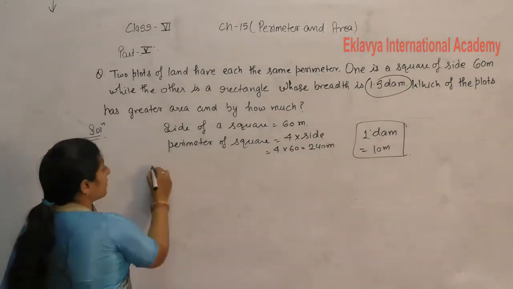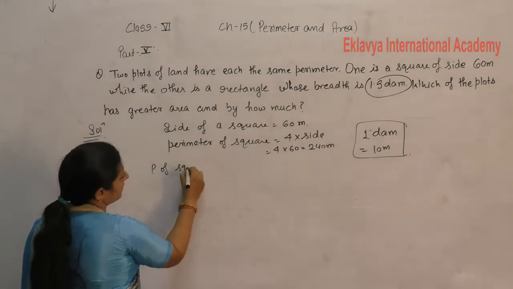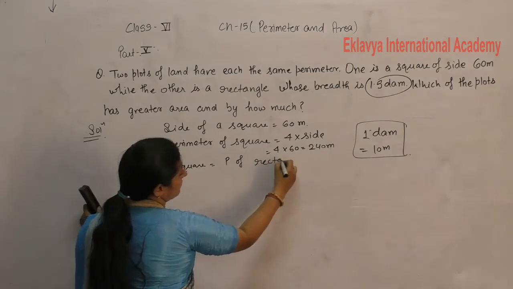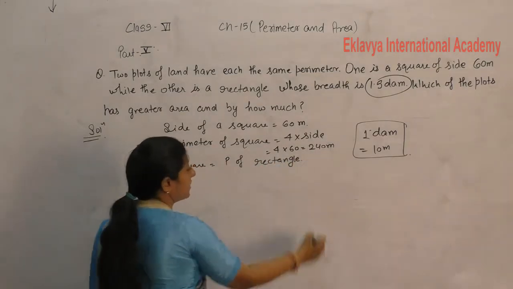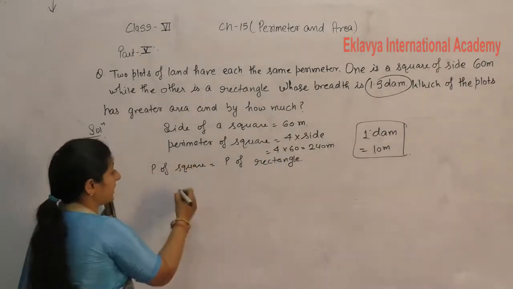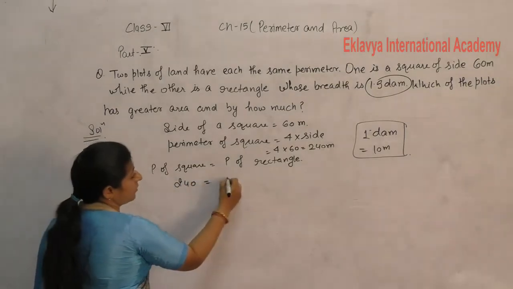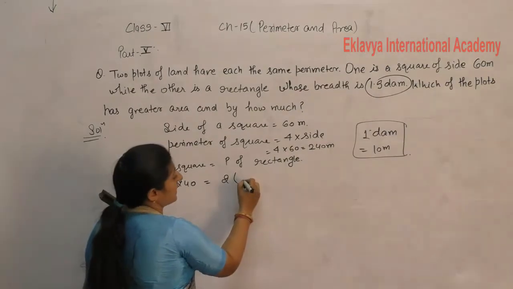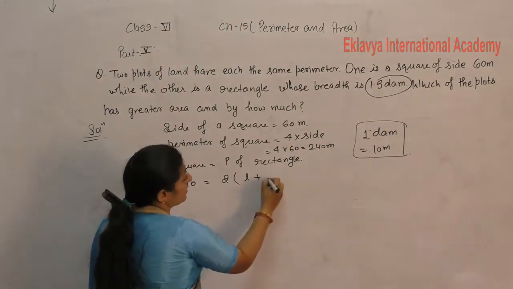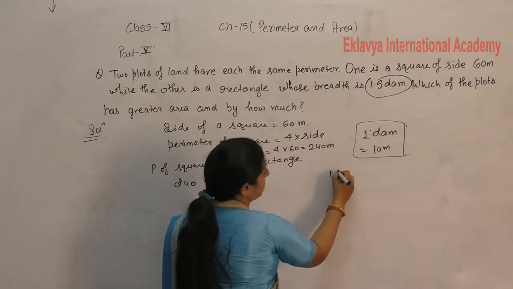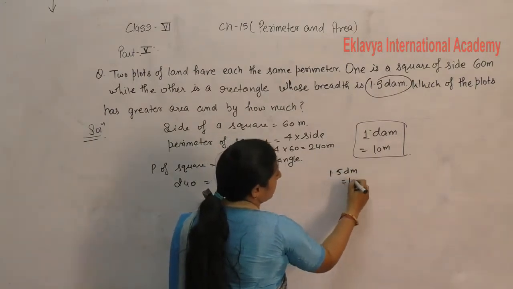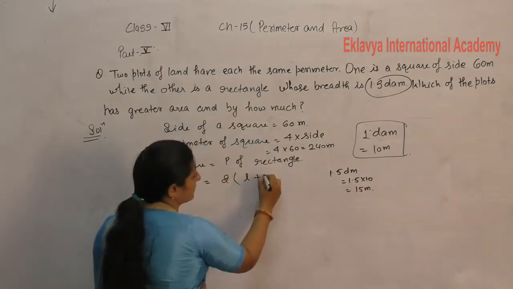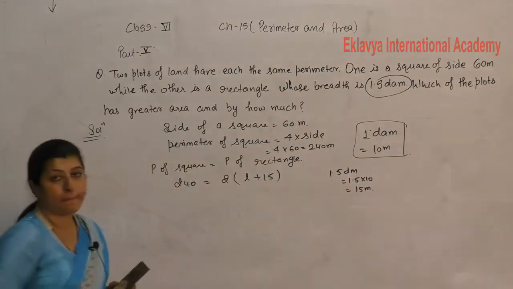And it is given to you that perimeter of square is equal to perimeter of rectangle, that both plots have same perimeter. It means 240 is equal to perimeter of rectangle, twice of length plus breadth. Length we don't know, breadth 1.5 decameter. So we can say 1.5 into 10 is equal to 15 meter. Now solve it.